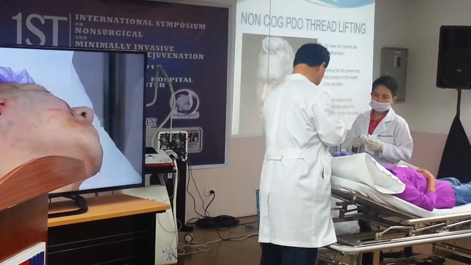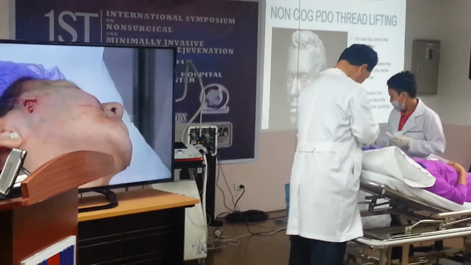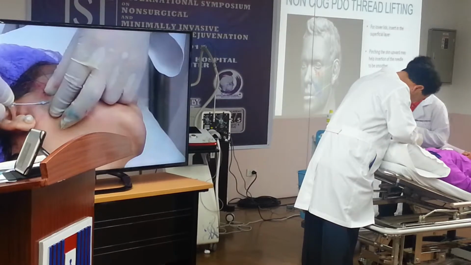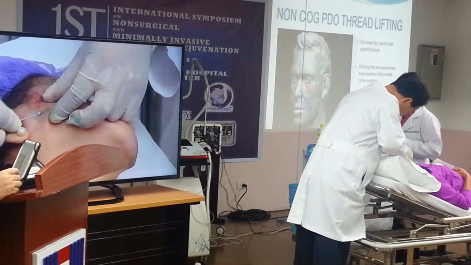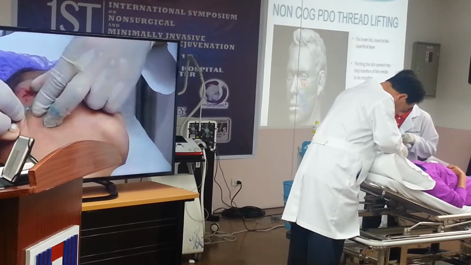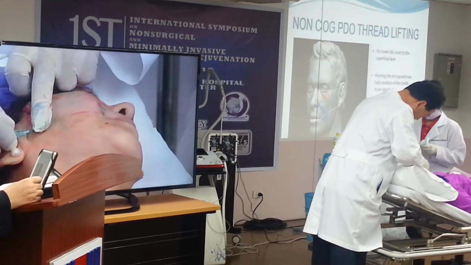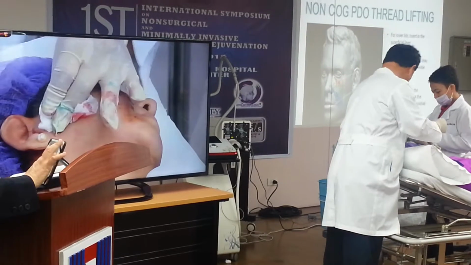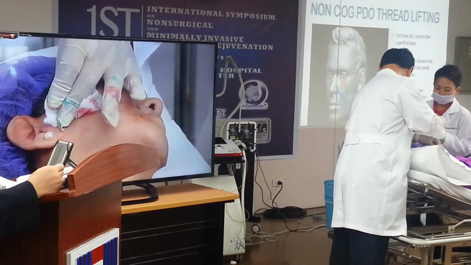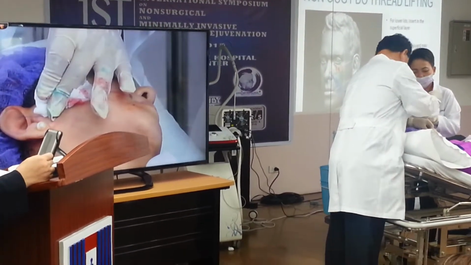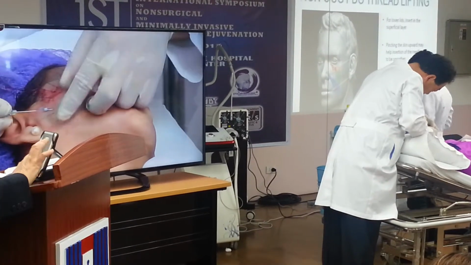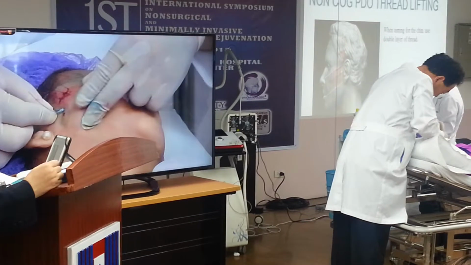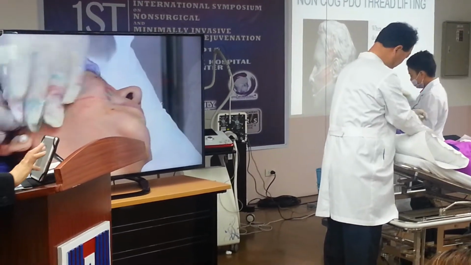Next slide. For those who are starting to use the PDO thread lift, a pearl of experience is, when you're on the lower lids, you do it superficially. You can also pinch your skin upward so that it can help insert the needle in a smoother fashion. And for the nasolabial folds, you also introduce it superficially. Next slide. And for the neck, I advise that you use a double layer of thread.